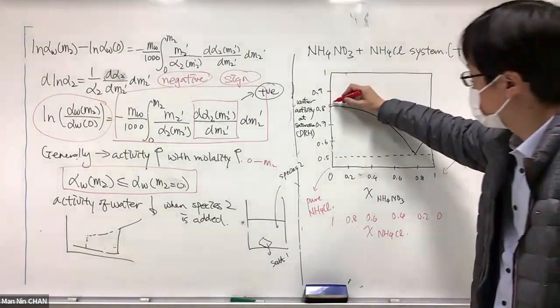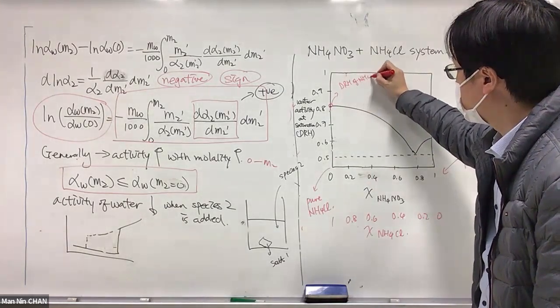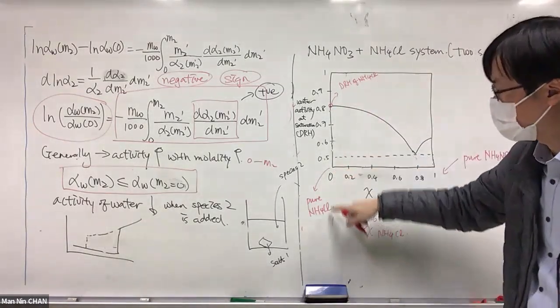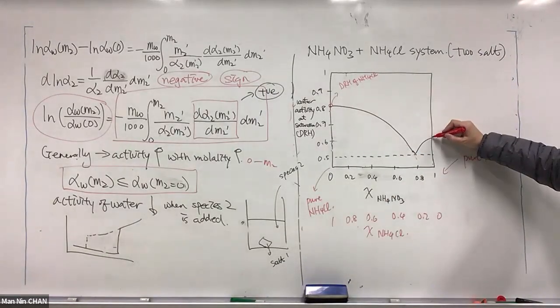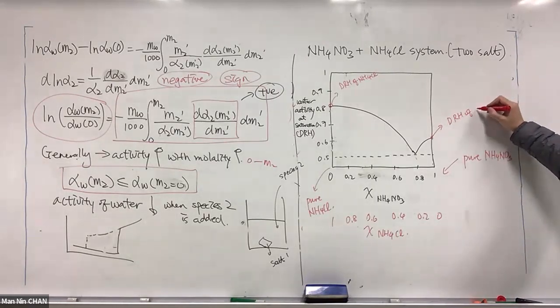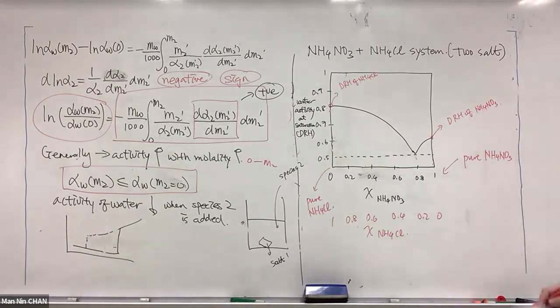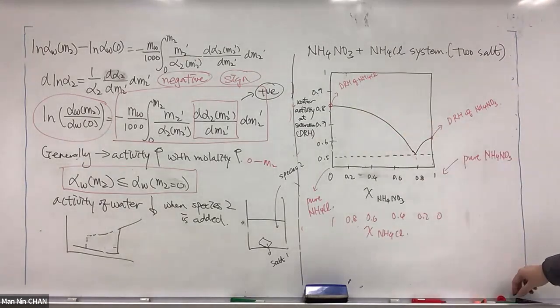So this will be your DRH of ammonium chloride, because you have pure ammonium chloride, right? So this will be the DRH of my pure ammonium chloride. And this will be the DRH of my ammonium sulfate. Okay. And then you can see by this phase diagram, so you have some idea.